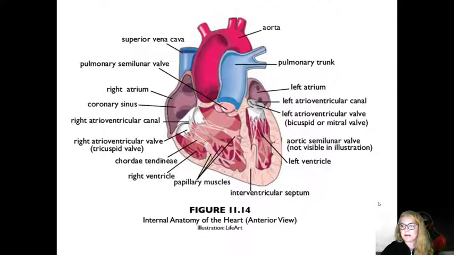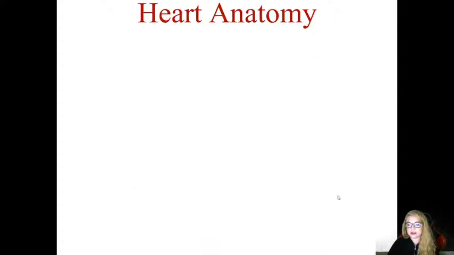Okay, and so this next image is the internal view, and you can see some of the main things that we just talked about even on this internal view, like the aorta here, okay, and the superior vena cava. But this is now looking at the inside, okay, so we have the atrium up here and the ventricle down here, and same on this side. We have an atrium up here and a ventricle down here.